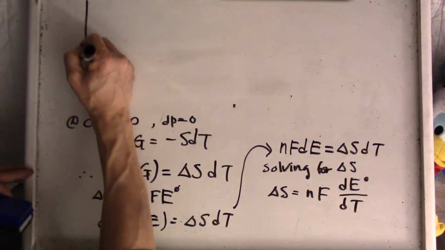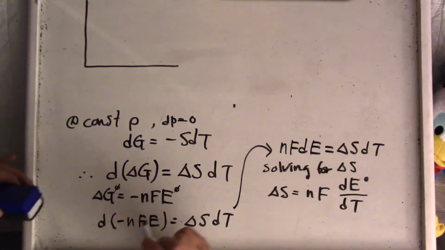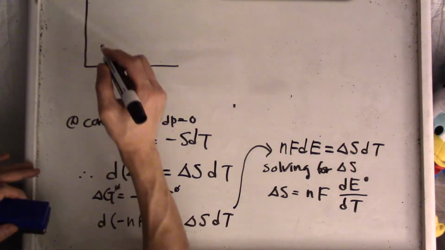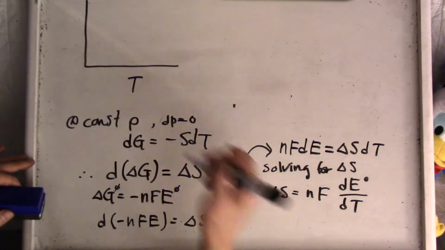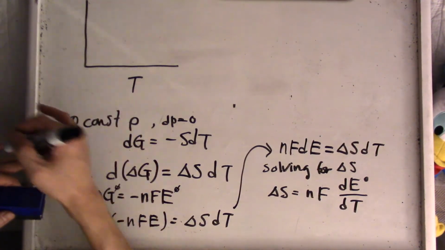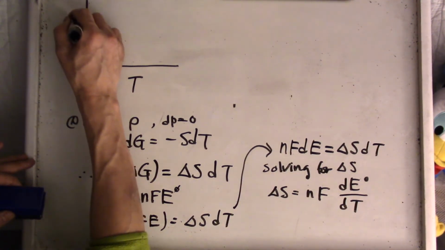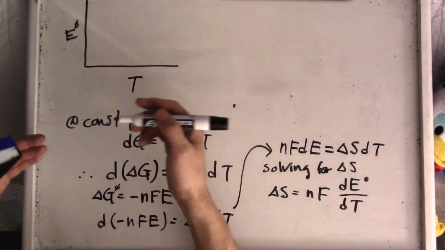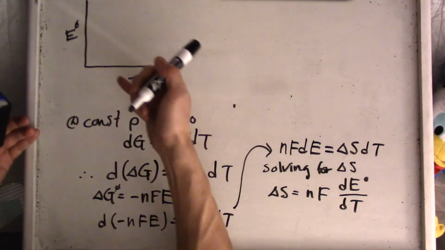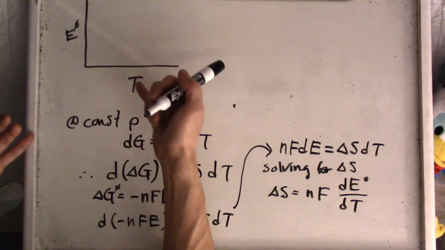Well, here we go. Here's the cool part. If you have temperature, and then you have standard cell potential, of course the cell potential changes. The standard EMF changes if you change temperature.